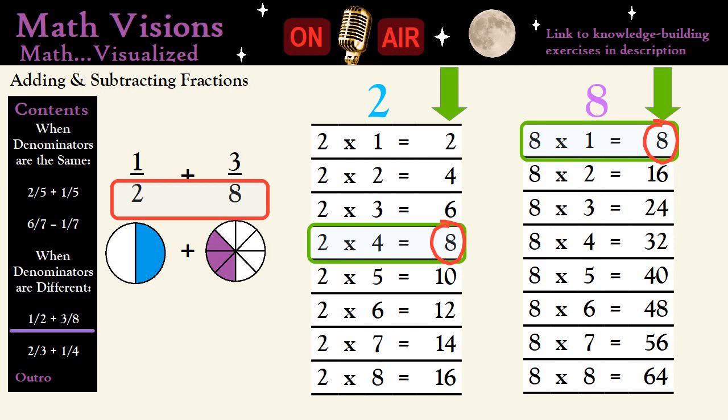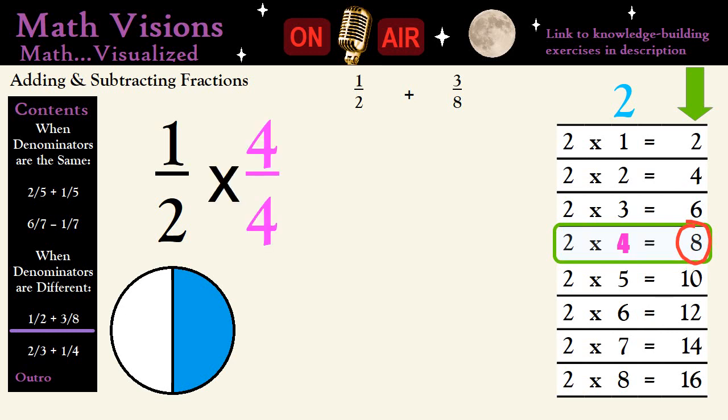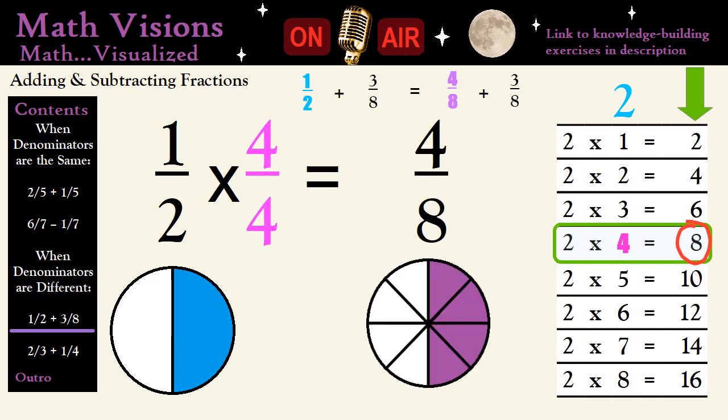Let's start with 1/2. Since we had to multiply 2 by 4 to get 8, we multiply both the numerator and the denominator by 4. Therefore, our fraction 1/2 becomes 4/8. If you look at our visualization, you'll see that 1/2 and 4/8 have the same amount of shaded area, just cut into a different amount of pieces.